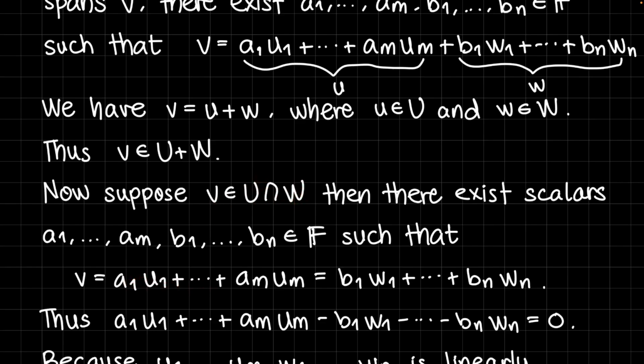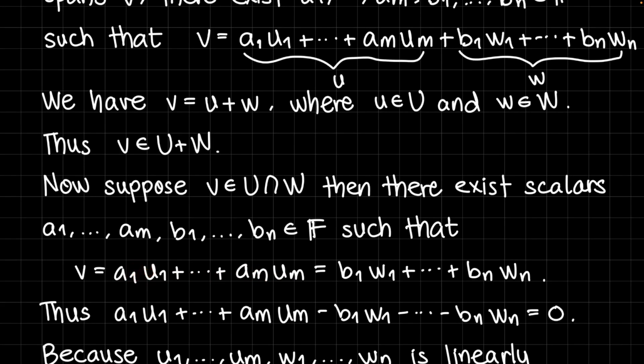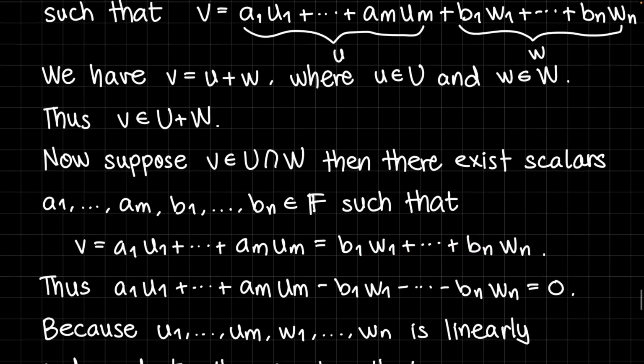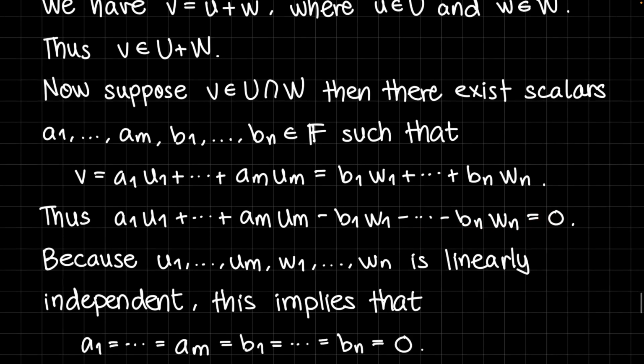So that means if V belongs to capital U, we can write V as a linear combination of the bases of U, which is A1 U1 dot dot dot AM UM, and we can also write V as a linear combination of the vectors W. So B1 W1 plus dot dot dot Bn Wn, because the W's span capital W. So we can subtract both sides to get A1 U1 plus dot dot dot AM UM minus B1 W1 minus dot dot dot minus Bn Wn equals 0. I'm just subtracting one side from the other.